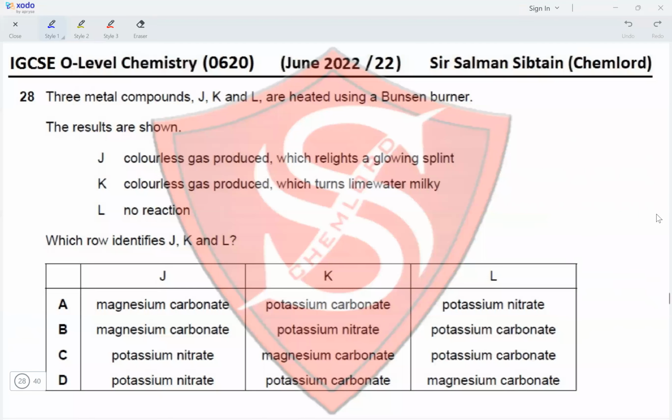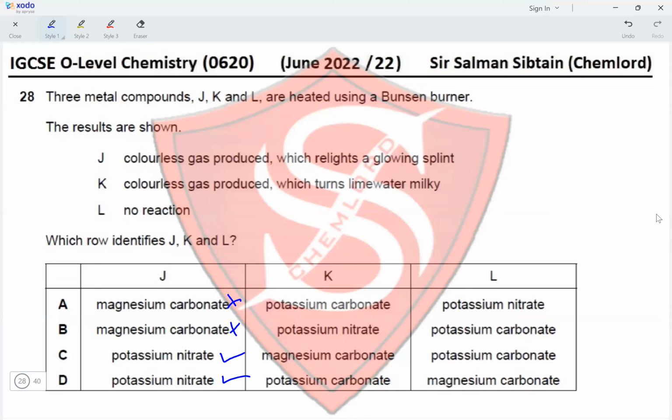Question 28. Three metal compounds J, K, and L are heated using a Bunsen burner. The results are shown. J: a colorless gas is produced which relights a glowing splint, when heated in a Bunsen flame. So this is producing oxygen. Decomposition of a metal nitrate would produce oxygen. The options are magnesium carbonate and potassium nitrate, so options A and B have been eliminated. We will continue with options C and D.